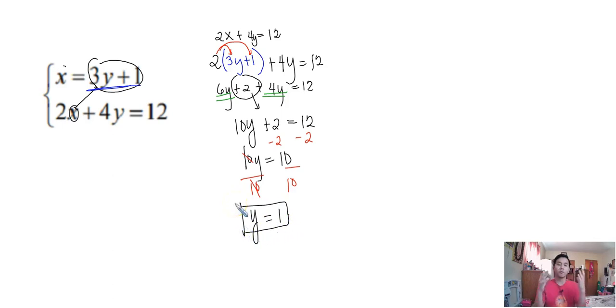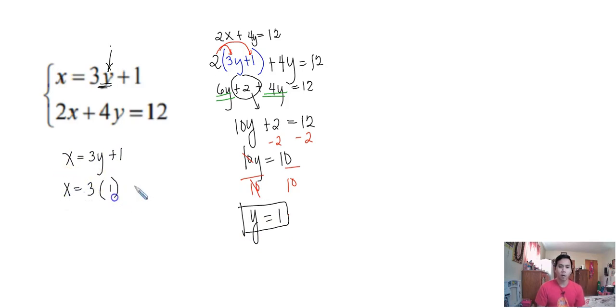Now, because you already have the value of y, if you want to solve for x, you just plug in the value that you got for y. So I have here x is equal to 3y plus 1. And we know that the value of y is 1. So x is equal to 3 times 1 plus 1, which will give me x is equal to 3 plus 1, because 3 times 1 is 3. So x is equal to 4.